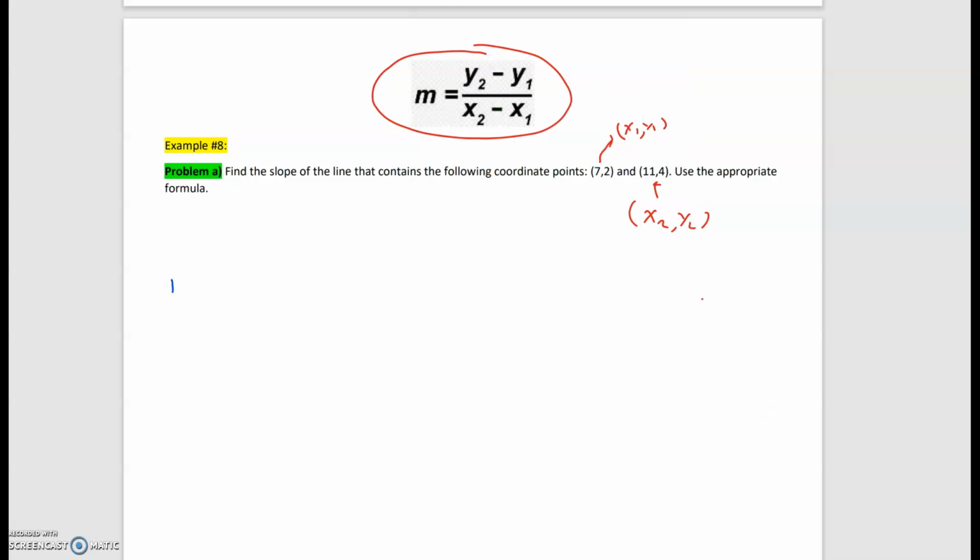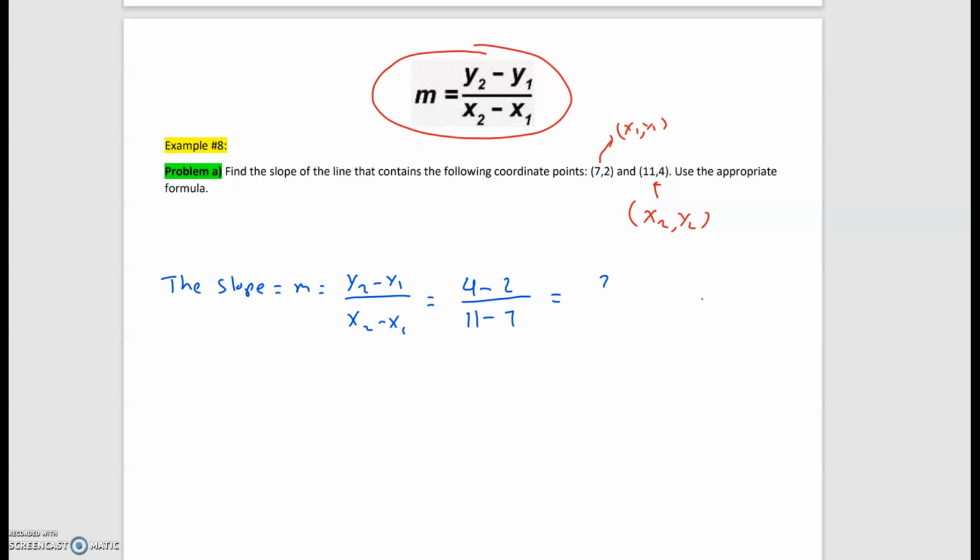In this case, the slope is equal to m, and this is just going to be an evaluation of y2 minus y1 over the values of x2 minus x1. And we have to be careful, some of these could be negatives. Your y2 is equal to 4 minus your y1 is equal to 2 over your x2, so in this case 11 minus the values of 7.